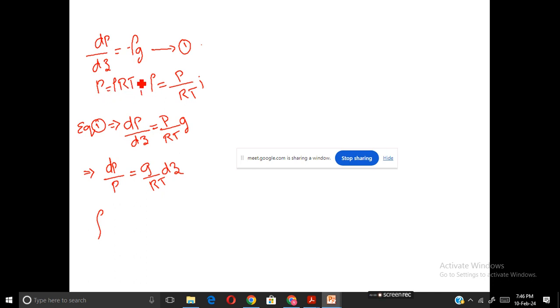We rearranged the P is equal to rho RT equation to rho is equal to P by RT and substituted this in the hydrostatic equation. So we got dP by dz is equal to P by RT into g. Rearranging it, we got dP by P is equal to g by RT dz. Now we are integrating this equation, suppose from surface pressure P0 to P, dP by P is equal to integral 0 to z of g by RT into dz.